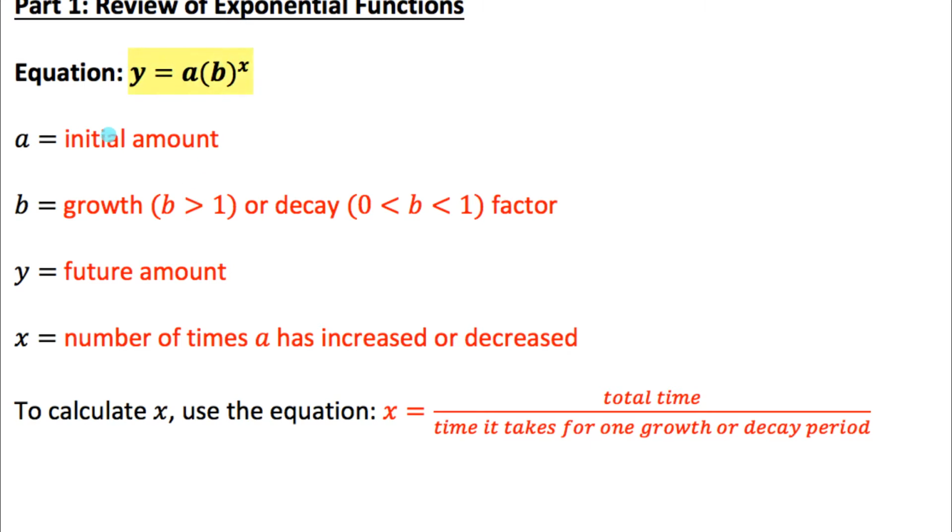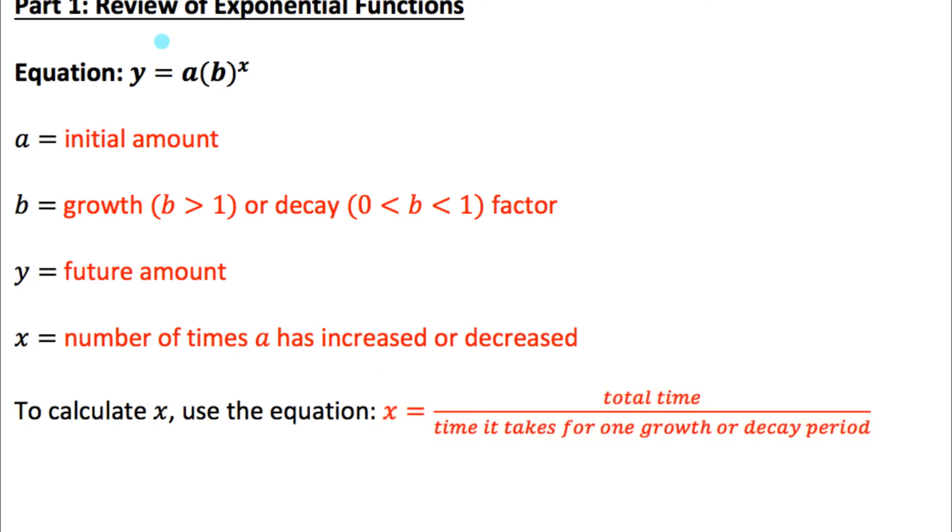And this is the general format of an exponential function, where a is the initial amount, b is the growth or decay factor, depending on whether its value is bigger than 1 or between 0 and 1. x is the number of times a is going to be multiplied by b, so it's the number of times a is increasing or decreasing. And y is the future amount. Now we can calculate x, the exponent, by doing the total time divided by the time it takes for one growth or decay period.